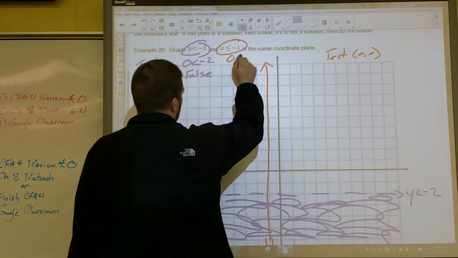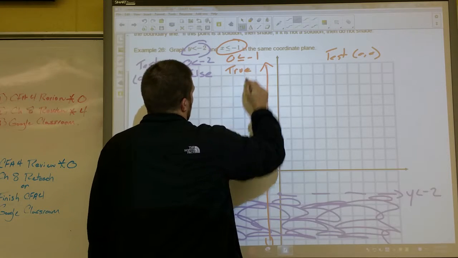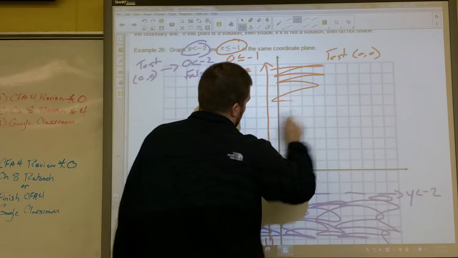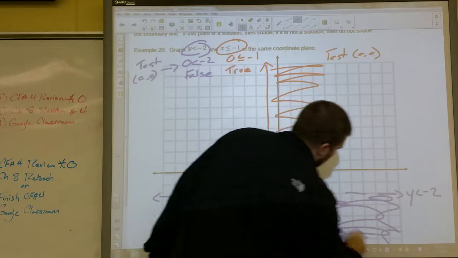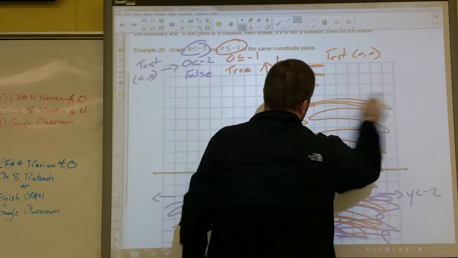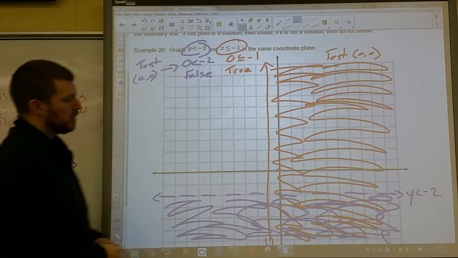So I end up with 0 less than or equal to negative 1. That's true. So I'm going to shade on the side that 0, 0 lives on, right here. So shade on this side. Everything on this side of the boundary line is a solution that will work for this red inequality. Okay, and that's how you graph linear inequalities in two variables.